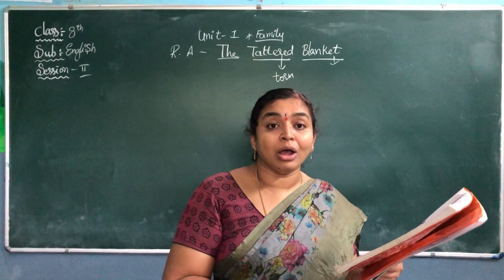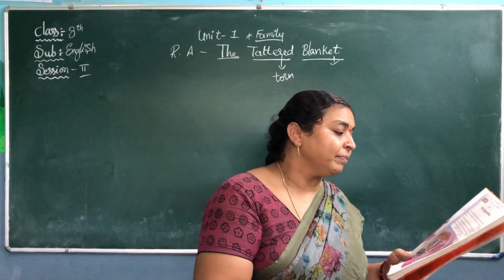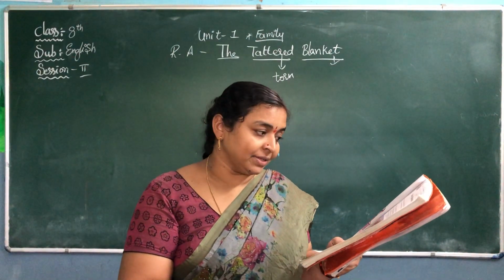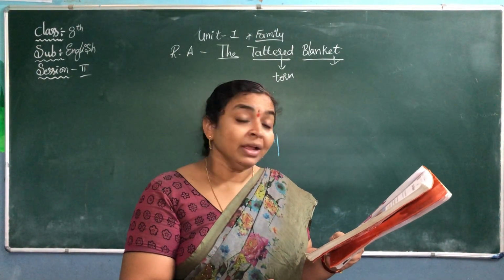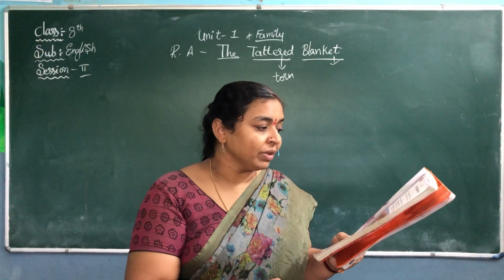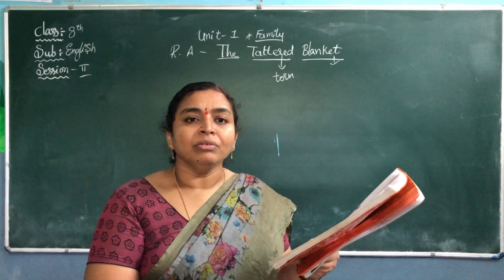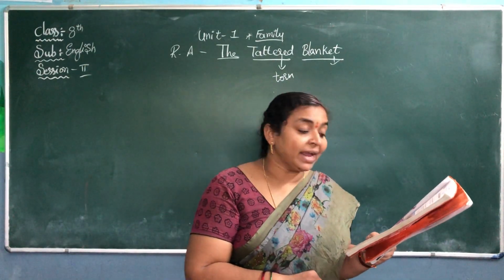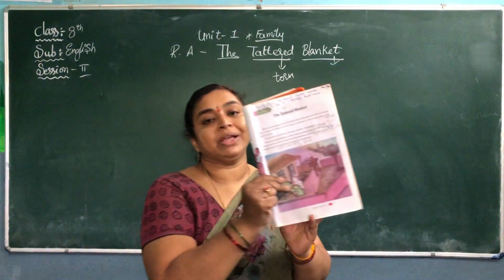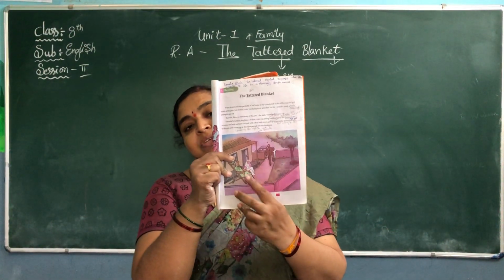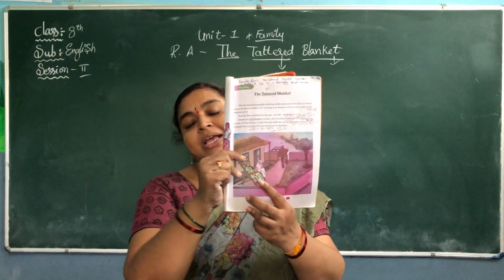Where did he get down from? In the office car. He got down at the gate of his home. His mother, where did she sit? She was lying in an armchair. In the picture we can see she was lying in an armchair.